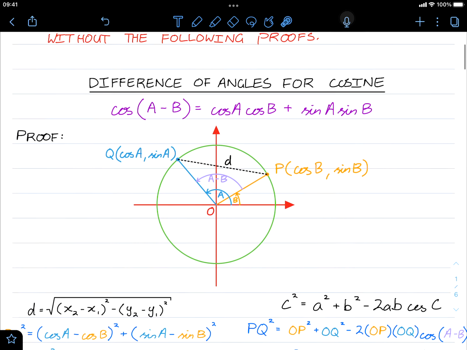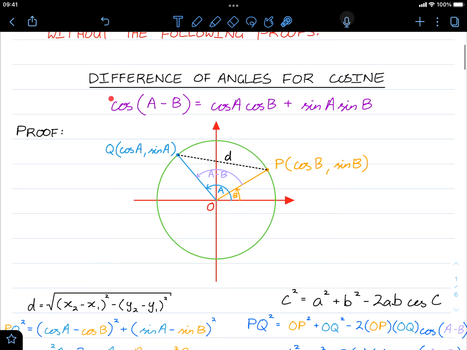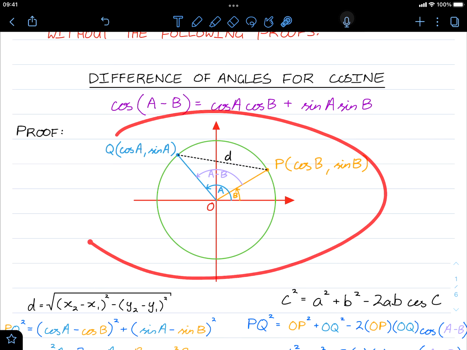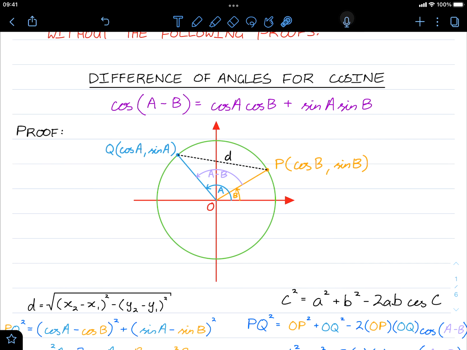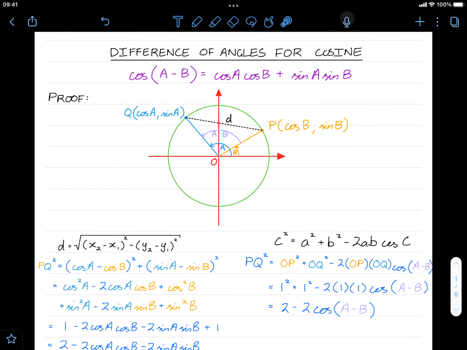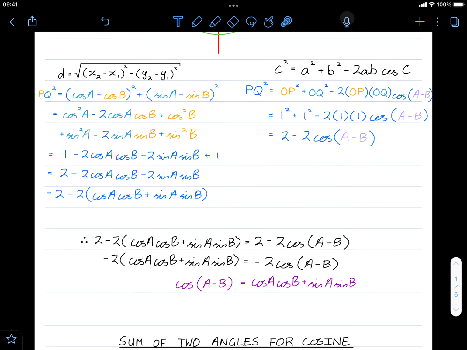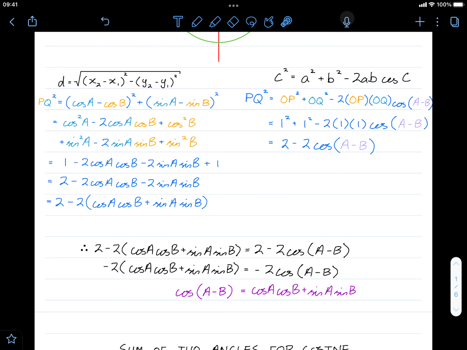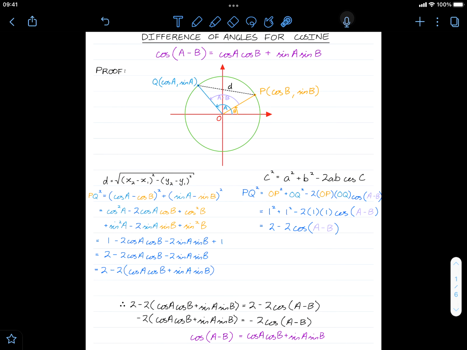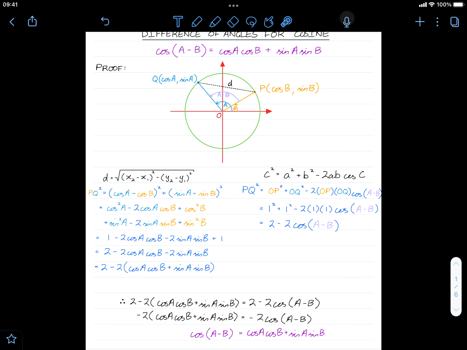Now from here, I hope you can see that we can prove this identity using the unit circle as shown here. All the other identities can actually stem from this. It'll get rather long, but I'll continue that in another video. But I hope you can see that these identities don't just come out of nowhere. They are from something logical.